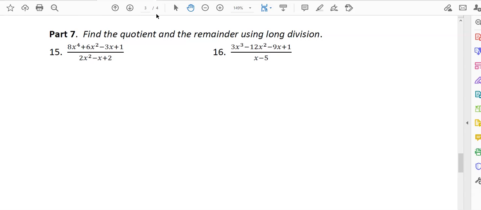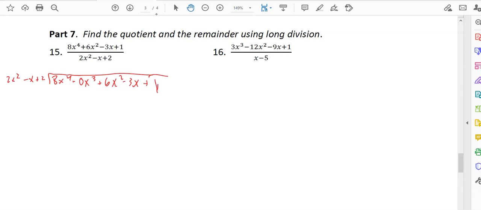Find the quotient and remainder using long division. So let's try this one. So we've got 2x squared minus x plus 2. And we've got 8x to the 4th plus 0x to the 3rd plus 6x squared minus 3x plus 1. Notice I put in the x cubed term because there was no x cubed term.